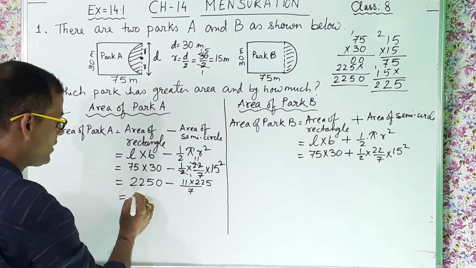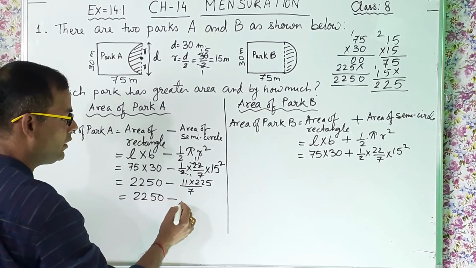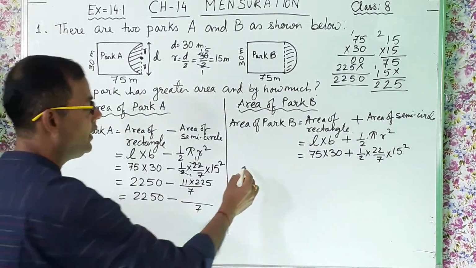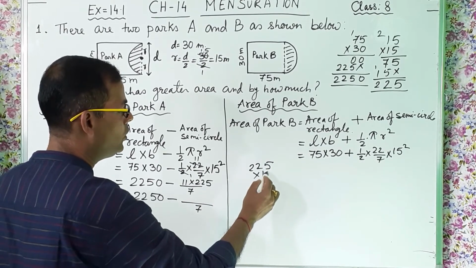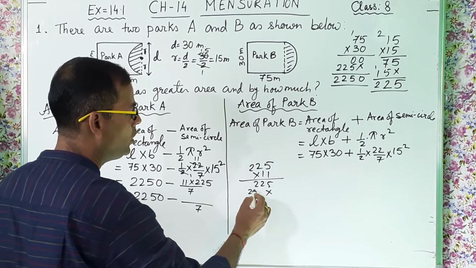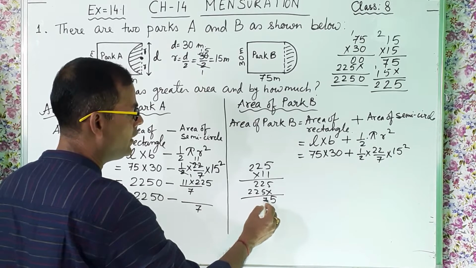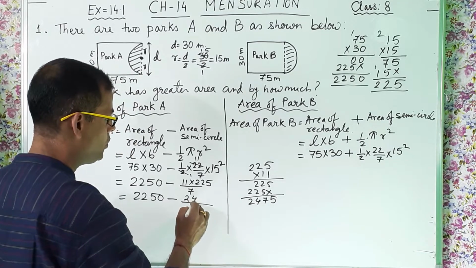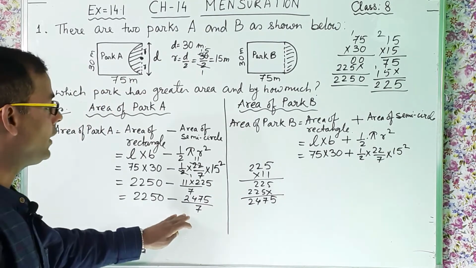So now next step, 2250 minus, now 11 into 225 we will multiply. Let us multiply here, 225 into 11. So 225 cross, again 225. So what you get? 5, 7, 4, 2. So what you get? 2475. Clear? Up to this much you have understood.